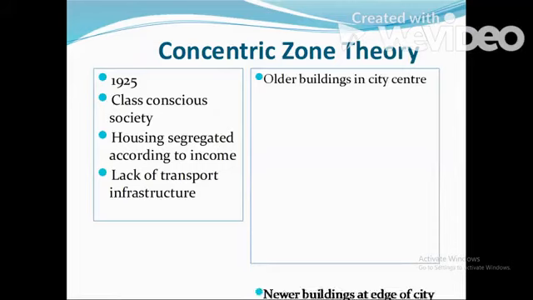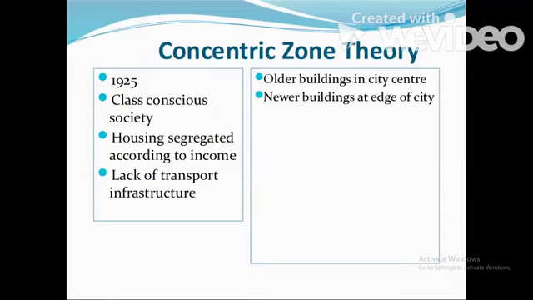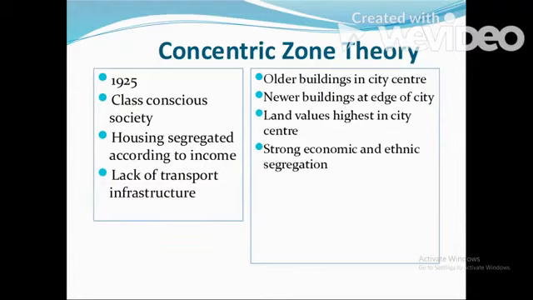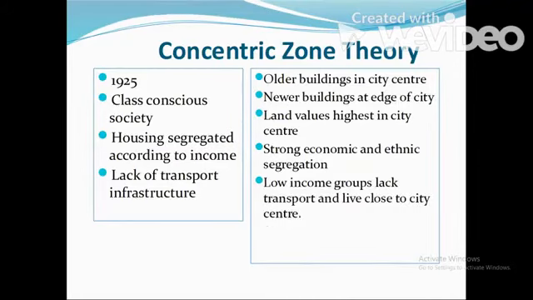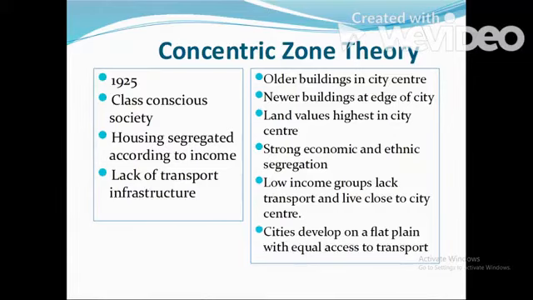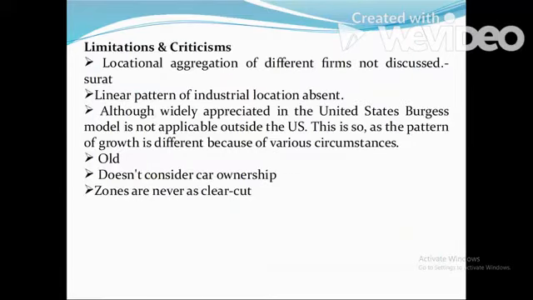Older buildings are in the city center, and newer buildings, because the city grows from center to periphery, are near the edge of the city. We have land values, highest in the city center, and there is a strong economic and ethnic segregation, which we have seen till now. The low income group prefers to stay close to the city center because they lack transportation. And the city, according to Burgess, develops on a flat plane with equal access to transport.